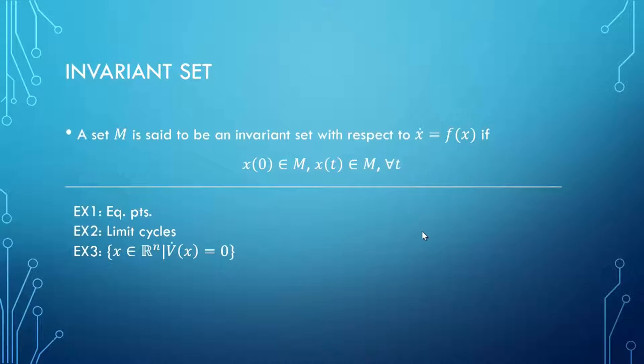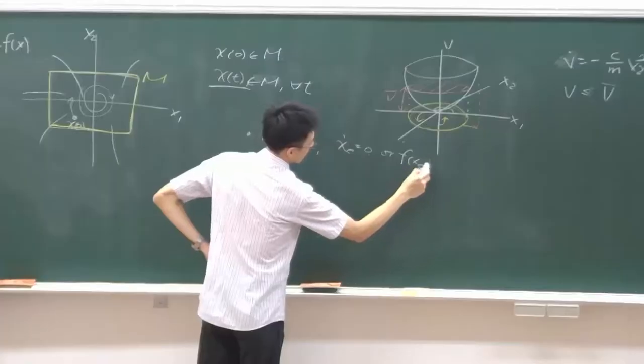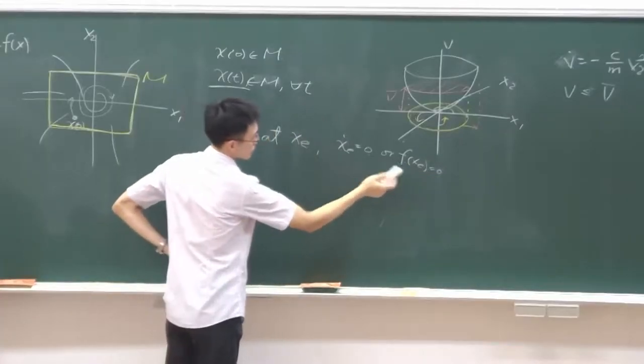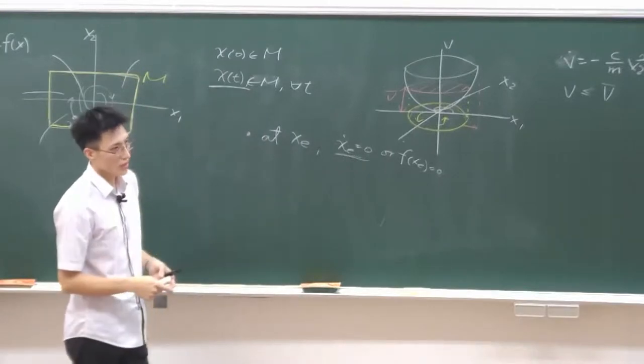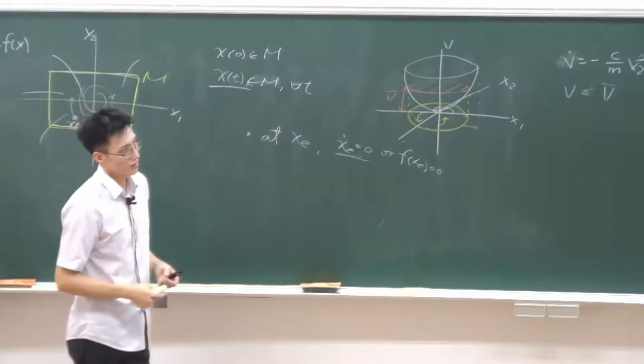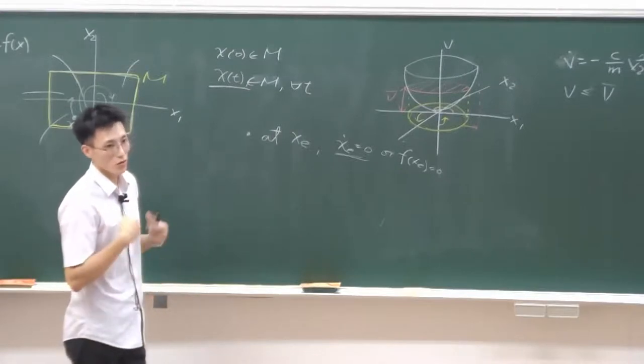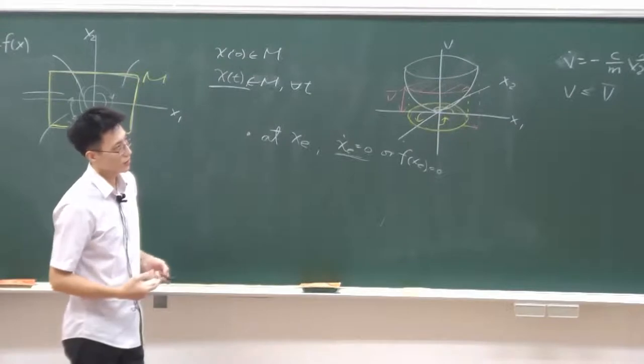Okay. So what are examples of an invariant set? Equilibrium point, right? If it stays at the equilibrium point, it never leaves the equilibrium point, because at the equilibrium point the dynamics is zero, right? At the equilibrium point, what's the property? It's stationary. It doesn't go anywhere, right? So once it stays at the equilibrium point, it's always there. So the equilibrium point itself is an invariant set.